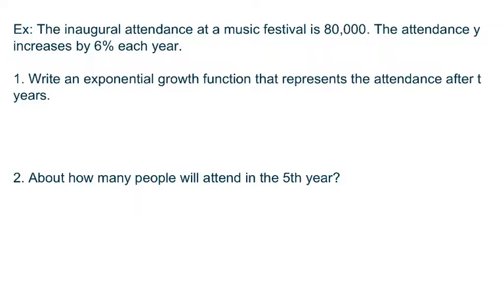Well, what do we need to know? Well, we know 80,000 is the inaugural, means the same thing. So this is going to be our A value. We've got another one here, 6%. That is going to be our R value, our growth rate. And remember, we need to turn that to a decimal. So 6% as a decimal is going to be 0.06.